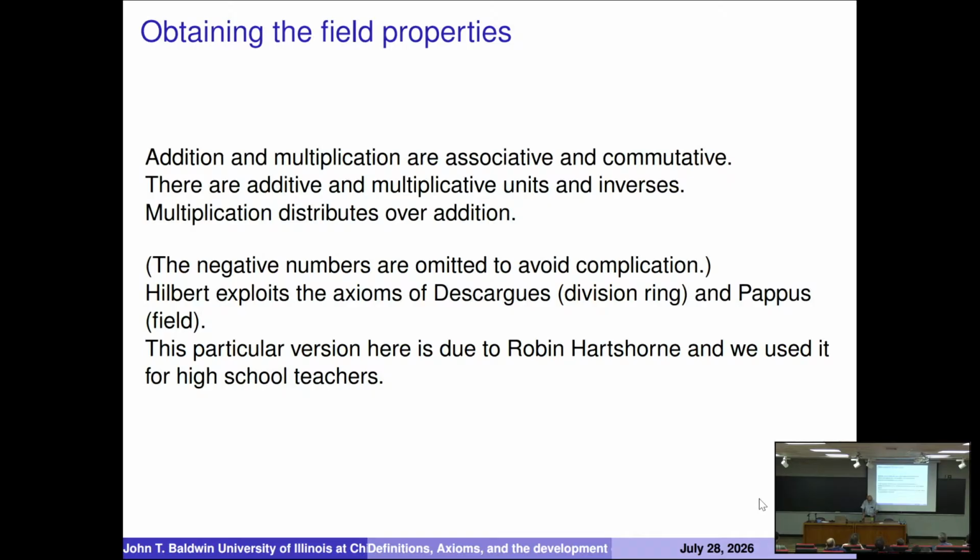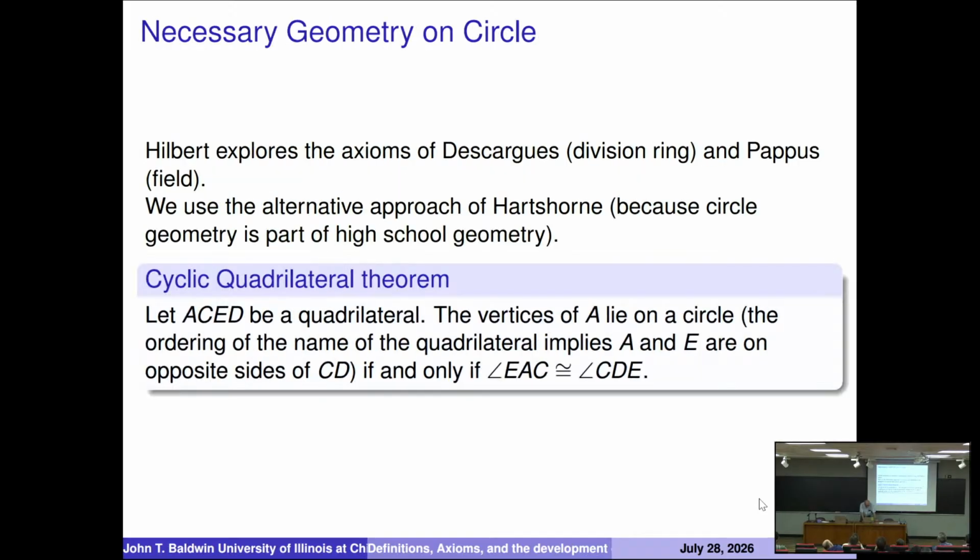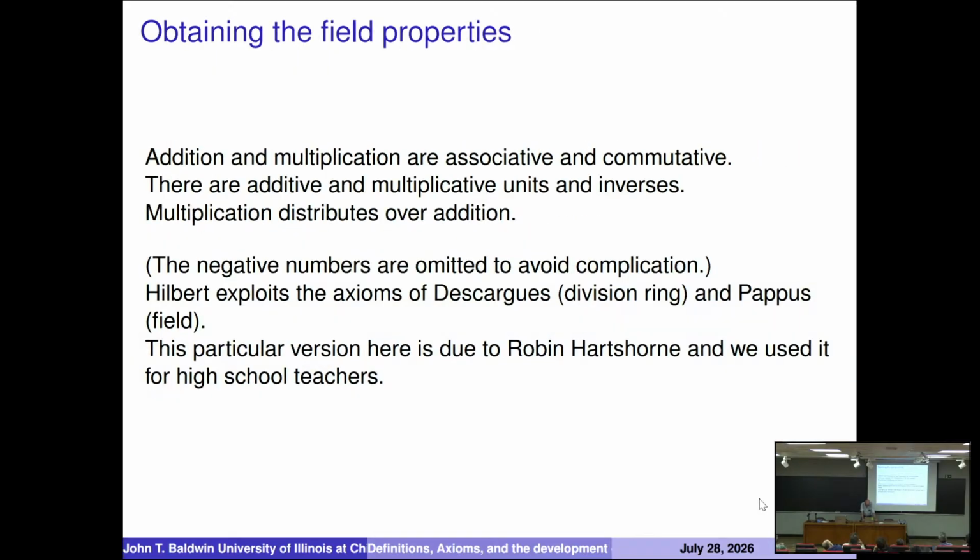Right, and so now what I want to say something about is the proof that these operations are associative and commutative. Now for addition, this is straightforward. So for addition, this is perfectly obvious, right? For multiplication, it's not. Neither the associativity nor the commutativity.